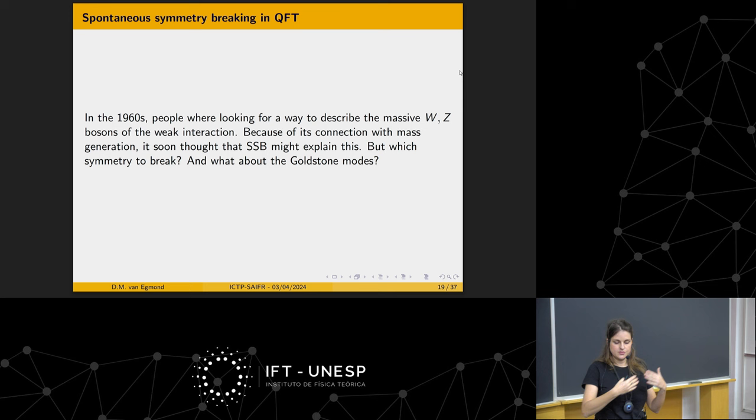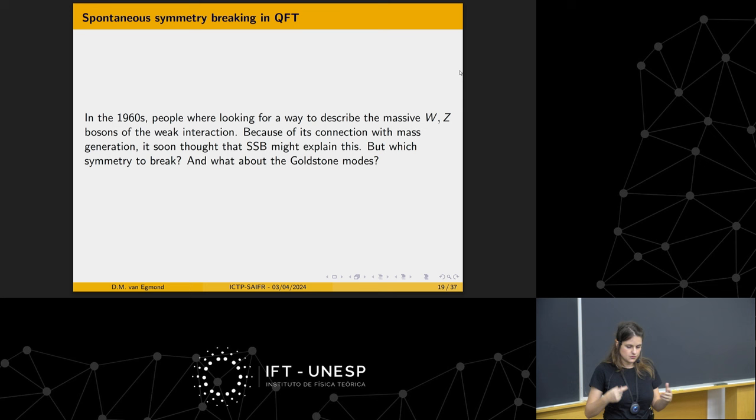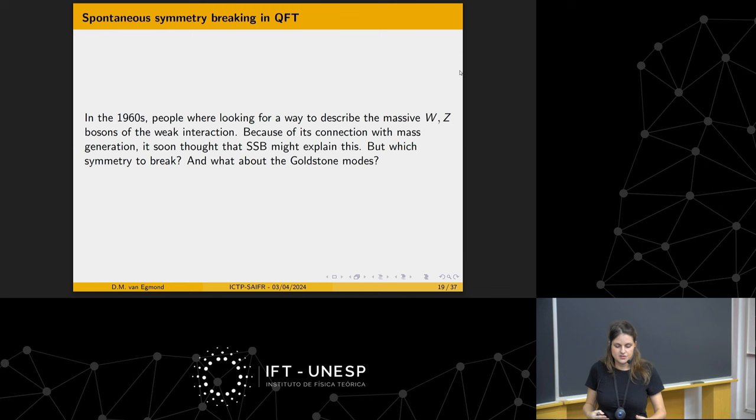Now, I showed you that spontaneous symmetry breaking is always connected to mass generation. So it's not surprising that many people thought of this idea. What if we have spontaneous symmetry breaking of some symmetry, and this generates the mass for the gauge bosons that we are looking for? But there are two questions to be answered. First of all, what is the symmetry that should be broken? And the second question is, okay, we know that every broken symmetry leads to Goldstone bosons, but there were no Goldstone bosons available in the sense that we had these pions available to explain chiral symmetry breaking. There were no such modes expected.